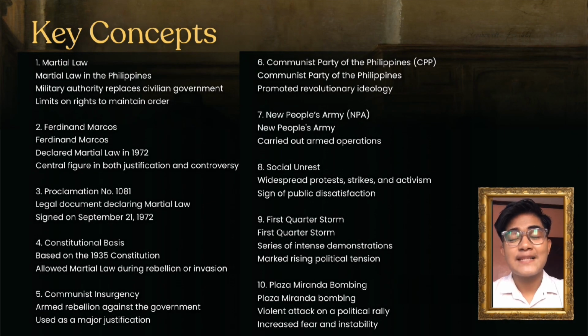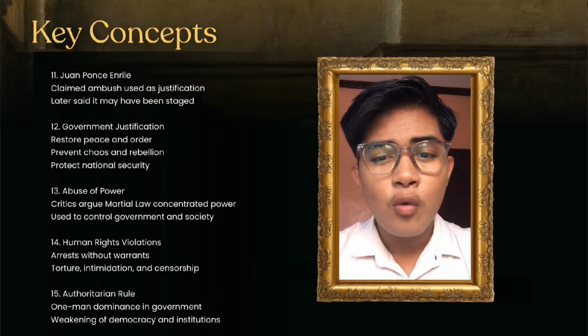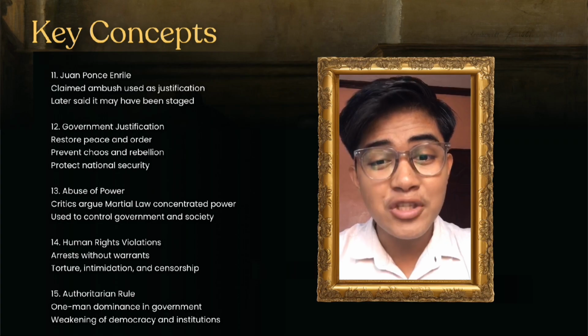Now, to summarize everything that has been discussed, let us go over the key concepts of martial law in the Philippines. The period of martial law in the Philippines declared by Ferdinand Marcos through Proclamation 1081 was legally based on the Constitution, which allowed such action during times of rebellion or national threat. The government justified martial law by pointing to the growing communist insurgency led by the Communist Party of the Philippines and the New People's Army, as well as widespread social unrest and violent events like the First Quarter Storm and the Plaza Miranda bombing. The reported ambush of Juan Ponce Enrile was also used to support the claim that the country was in danger.